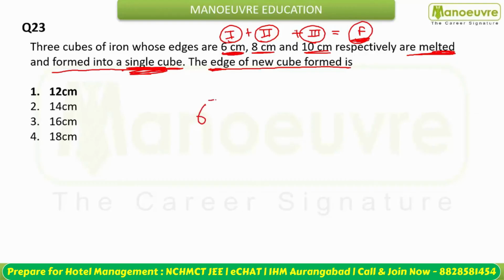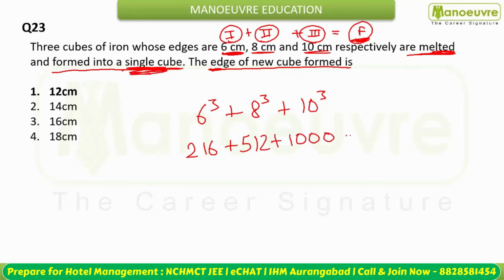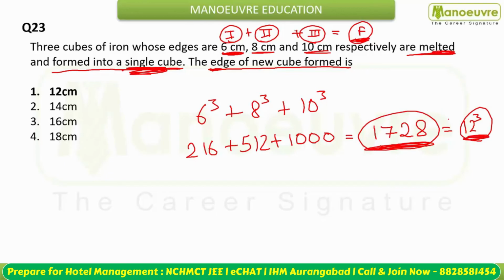This is gonna be 6 cube. This is gonna be what? 8 cube. This is gonna be what? 10 cube. Addition करेंगे, that is 216 plus 512 plus what? 1000. So you will get what? You will get 1728. And this is what? Student, 1728 is cube of what? This is nothing but this is 12 cube. So edge of your new cube formed is what? This is 12 centimeter. Okay.